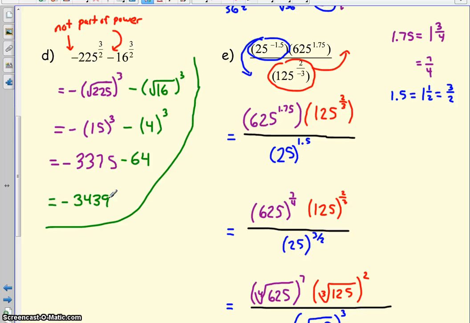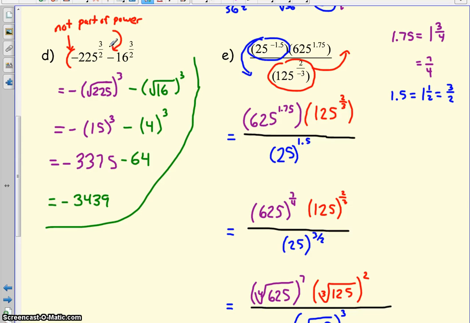Okay, so let's take a look at D first. Now, the thing that you have to be careful of is in both of these cases, the minus signs there are not part of the power. Why? Because they're not in brackets. So the way it's written, only the 225 is the exponent 3 over 2, and here only the 16 is the exponent 3 over 2. If you had something like this with brackets around the negative 225, then the negative would apply to the power 3 over 2 as well.